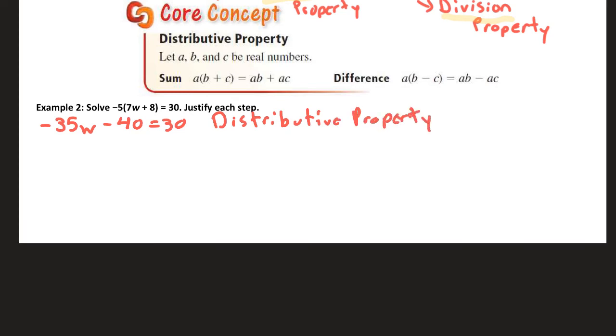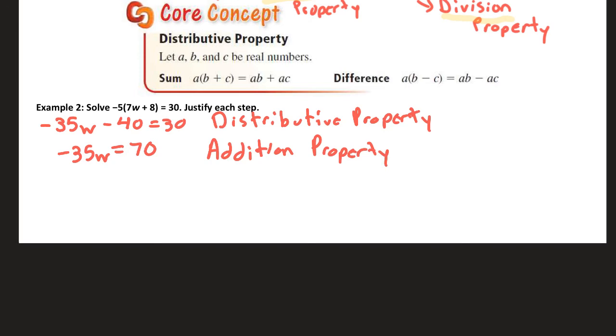Use the distributive property to simplify that side. From there, it's just like the previous examples. I would add 40 to both sides, so this would become negative 35w equals 70. The property I used there, I added to both sides, so I used the addition property.